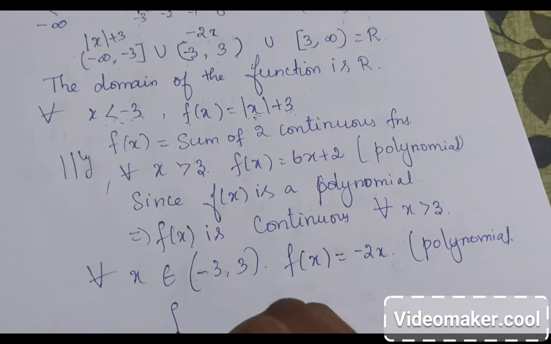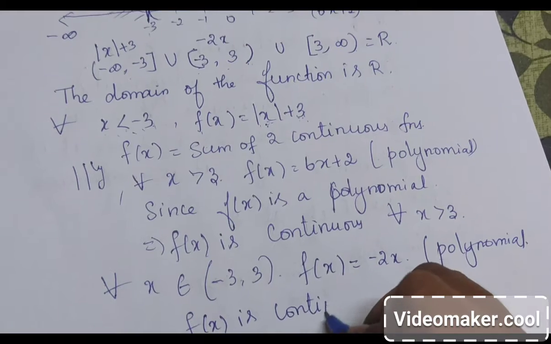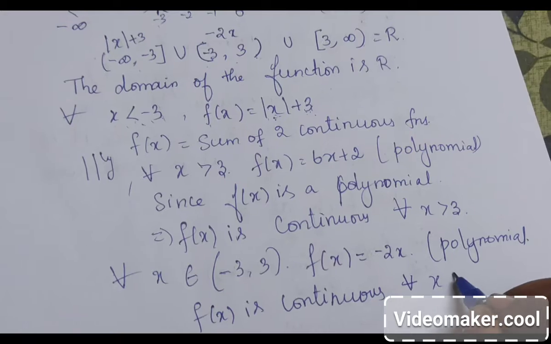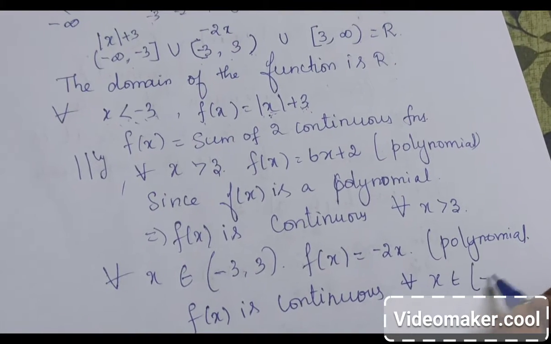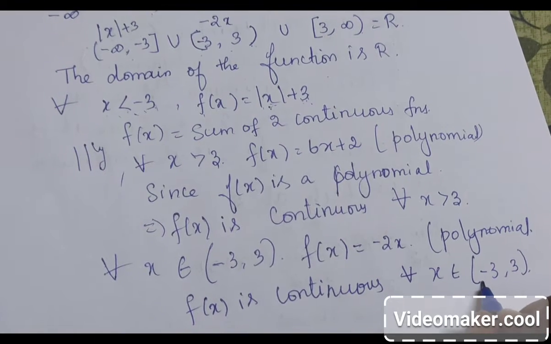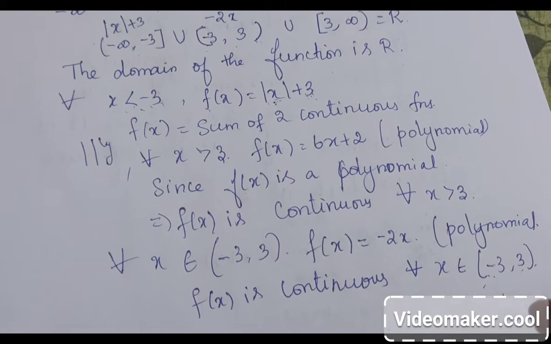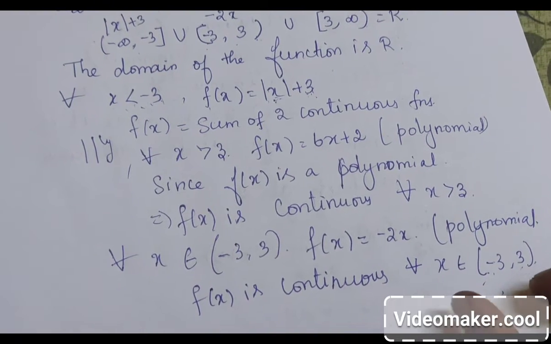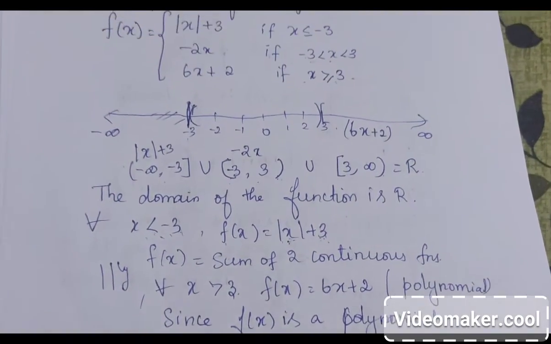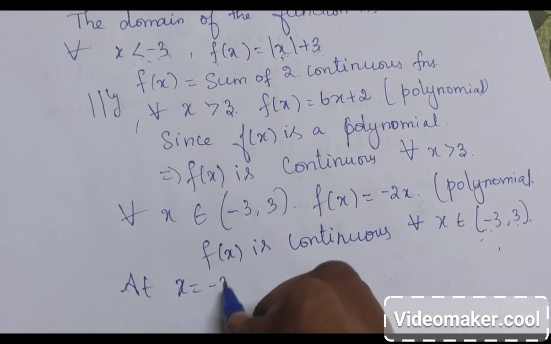So, which implies f of x is continuous for all x belonging to the open interval (-3, 3). As I said, in an open interval, -3 and +3 are excluded. The boundaries are excluded. Now we will check the continuity at x equal to -3.